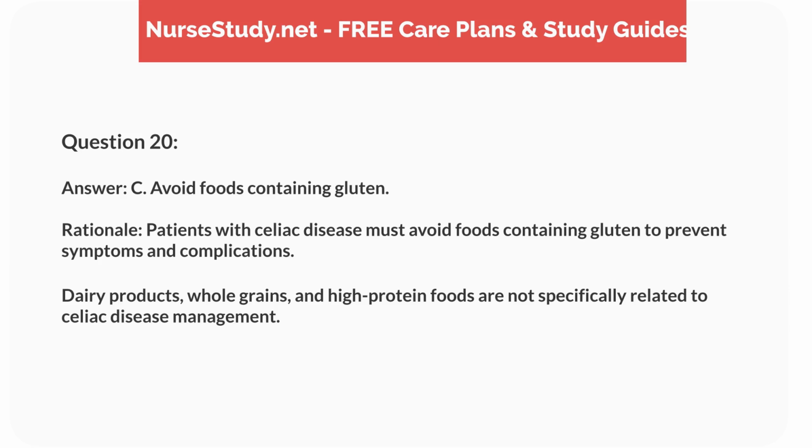Answer: C. Avoid foods containing gluten. Rationale: patients with celiac disease must avoid foods containing gluten to prevent symptoms and complications. Dairy products, whole grains, and high-protein foods are not specifically related to celiac disease management.